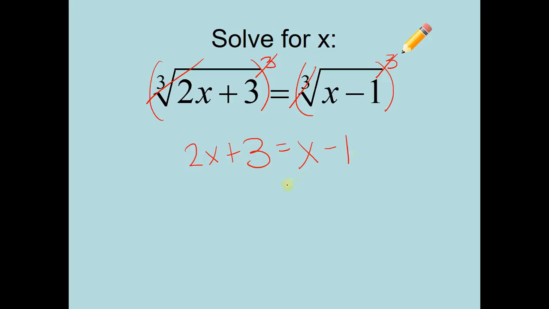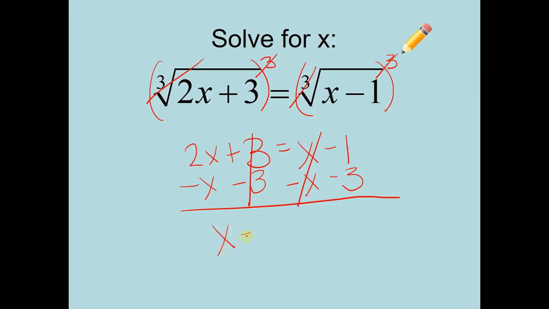So let's get x alone. So I'm going to subtract x. I'm going to subtract 3. So that x is on one side and the numbers are on the other. That cancels, that cancels. I'm left with x, because 2x minus x is x, and negative 4.